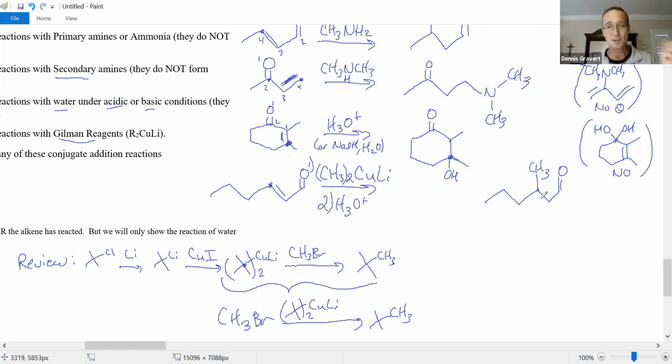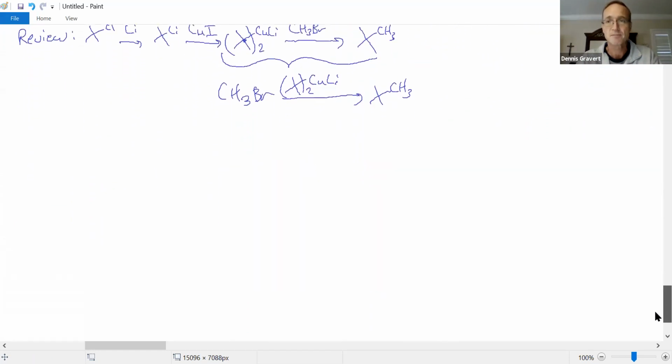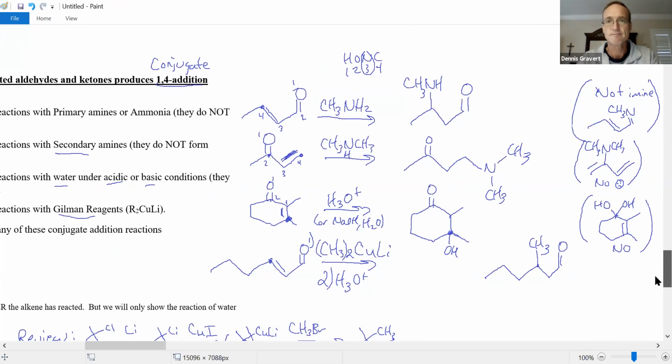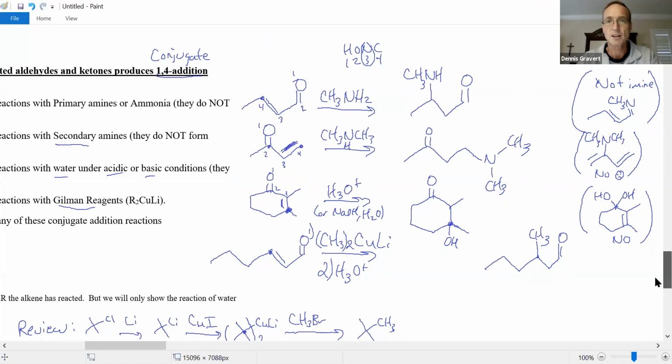Okay, there's one more topic left. You can fast forward to that now if you wish. For those who want to see the mechanism, stick around. Let's do that for, I don't know, it's all the same mechanism. Why don't we do it for this alcohol one right here? Just because it's the most complicated molecule.